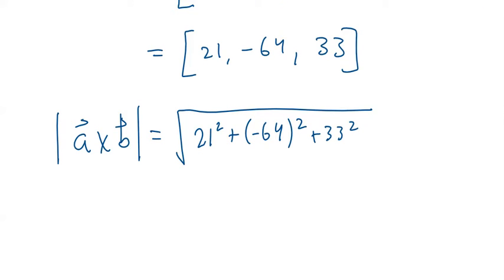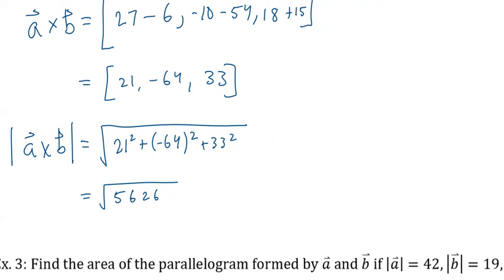And it turns out this is root 5,626. You might have to round this. You might give exact. This is not an area. This is a magnitude of the cross product. So I would have to finish this with the therefore statement to answer the actual question. Don't leave it like that, right? Therefore, the area of the parallelogram is root 5626 units squared.